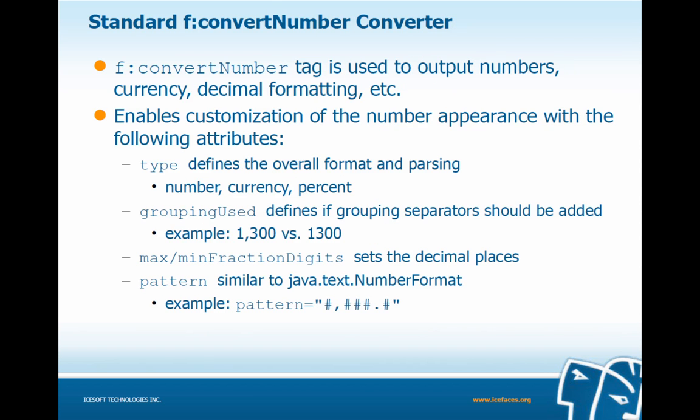The convert number tag is used to output numbers, currency, decimal formatting, among others, and it enables customization of the number appearance with the following attributes: type, which defines the overall format and parsing; the grouping use, which defines if grouping separators should be added; a max and min fraction digits; and also a pattern, which is similar to the Java text number format.